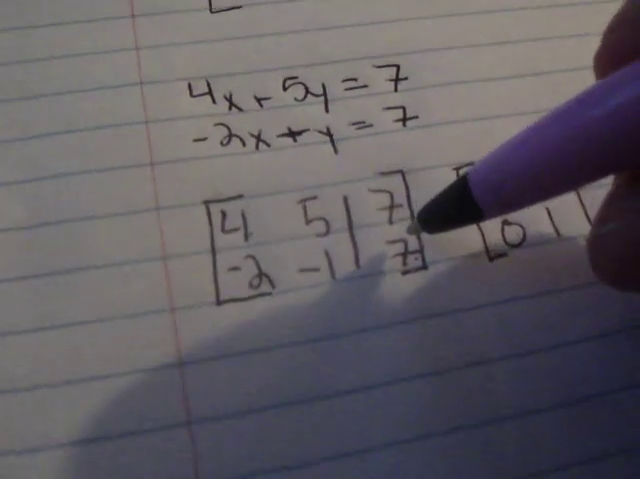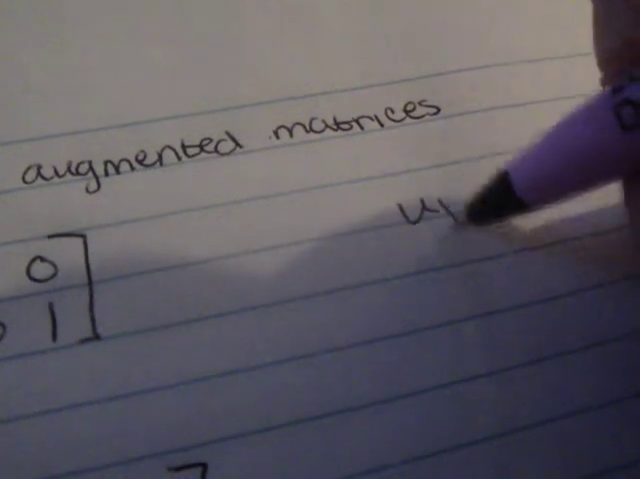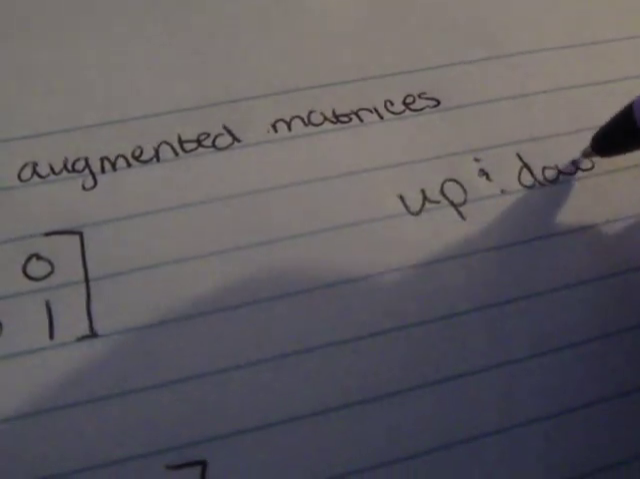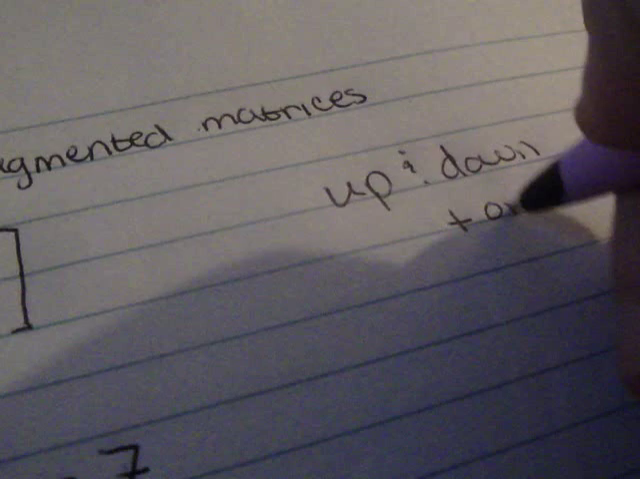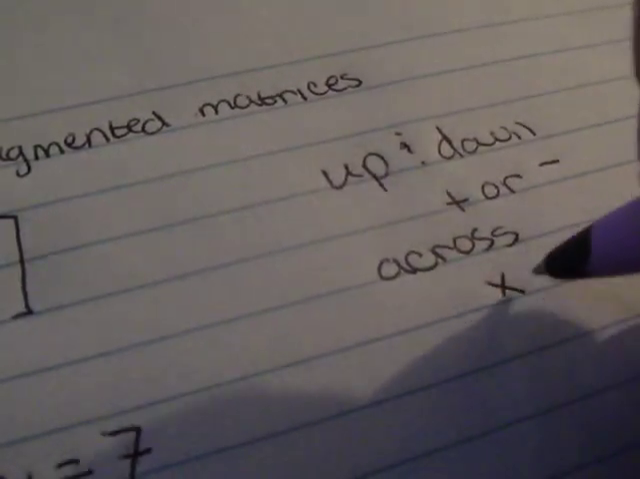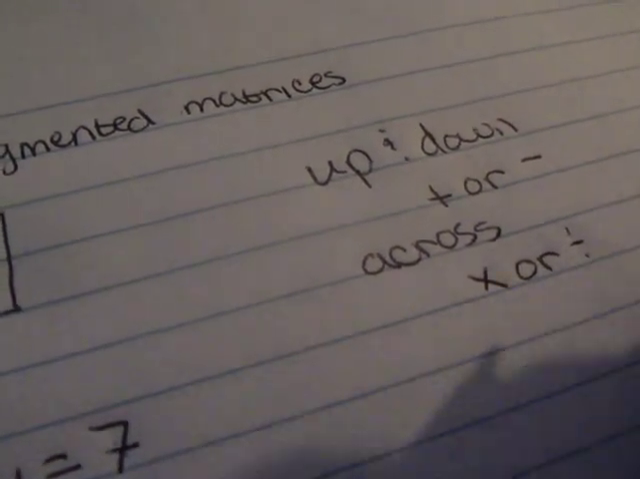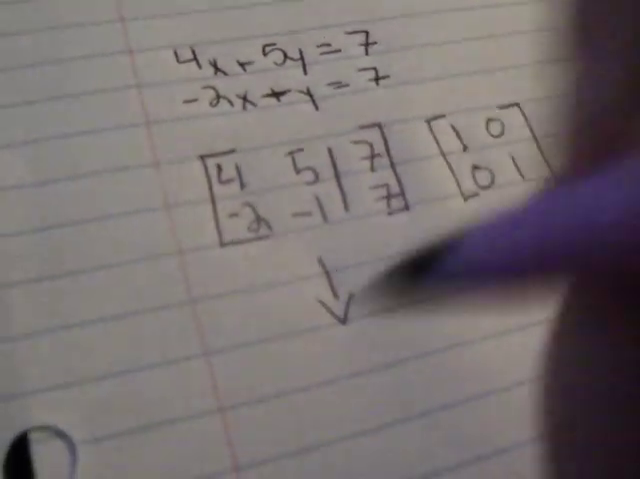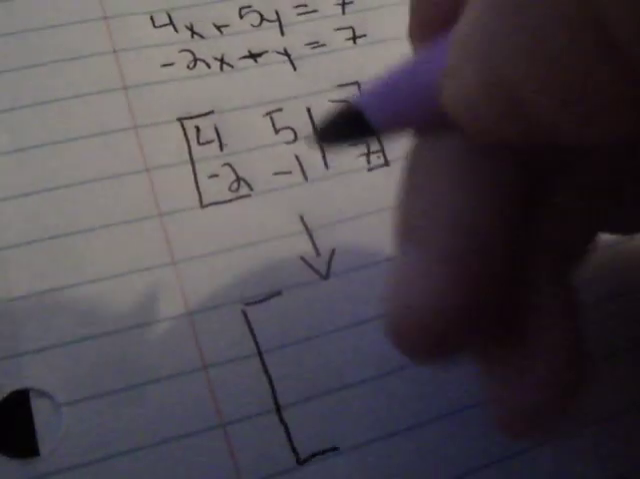A lot of people forget that, and it kind of gets confusing along the way, but up and down, add or subtract. Across, multiply or divide. You always have to remember that because I still get a little confused on it too. Okay, so to get 4 to equal 1, you would have to divide row 1 by 4.